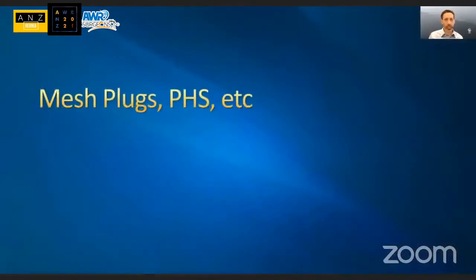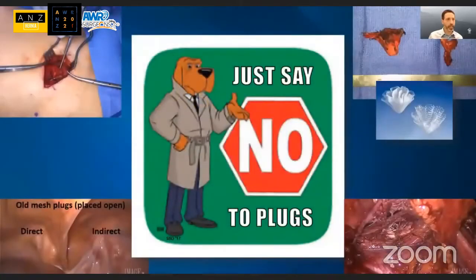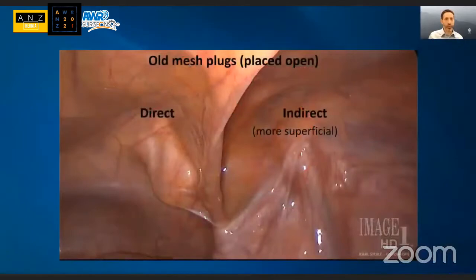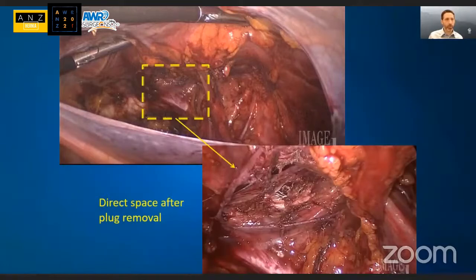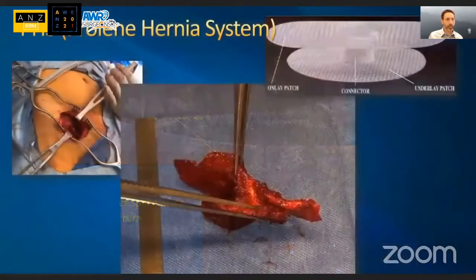Well, how about mesh plugs and 3-dimensional meshes like Prolene hernia system? And I would emphatically say, please, let's just stop with mesh plugs. Here's a picture of one with both direct and indirect plugs. I've seen people with more than 3 plugs in multiple orifices in their groin. And taking these out for chronic pain is not a benign procedure. You can really tear up the groin and the inguinal floor, whether it be from open or minimally invasive techniques to get rid of these. So it can carry morbidity.